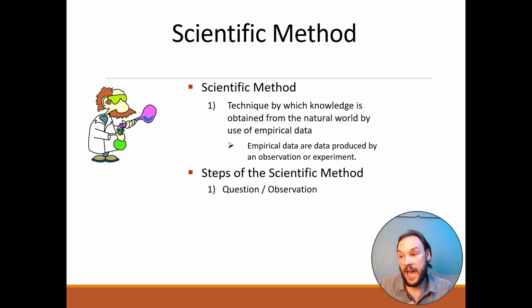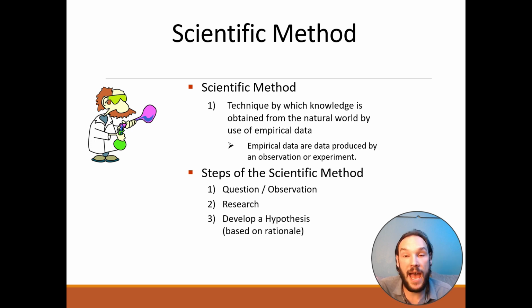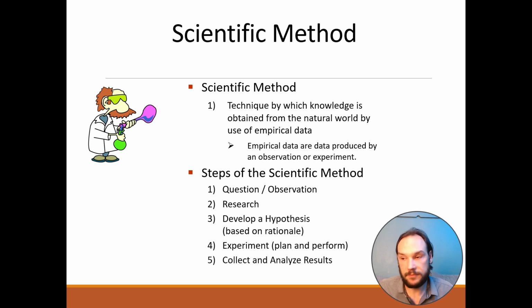First and foremost, you have a question or an observation that drives you to come up with an experiment. But before you start, the scientific method includes research. You want to find out more about this problem, how to answer it, so that you can form a hypothesis. A hypothesis is basically a statement that can be falsified, and it is based on a rationale. Once we have this hypothesis, we can actually plan our experiment and perform it to test it. And lastly, we collect and analyze the results in order to form our conclusion.